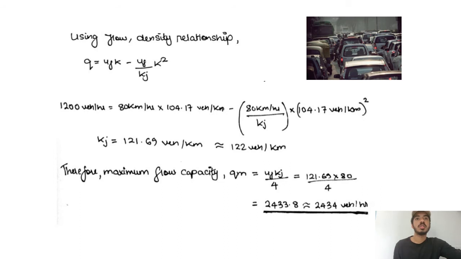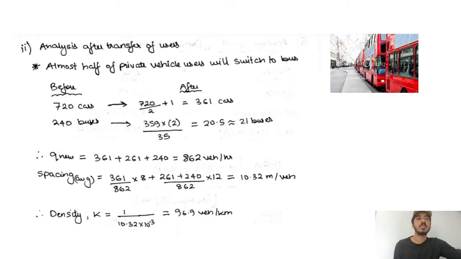Now the second part of the question, we need to find the same value, which is the maximum flow capacity, but now in this scenario after the restriction took place. So according to the condition, when there is a restriction, almost half of the private vehicle users will have to switch to bus. So based on the previous flow volume, which is 1200 vehicles per hour, we got to know that 60% of it comprises of cars. So from that data we can get the composition of each vehicle. As you can see here, before there were around 720 cars.